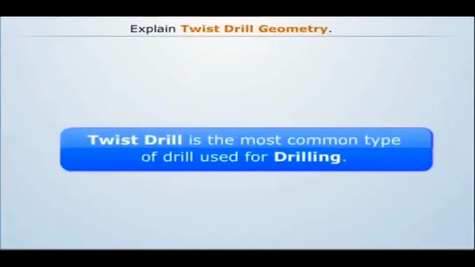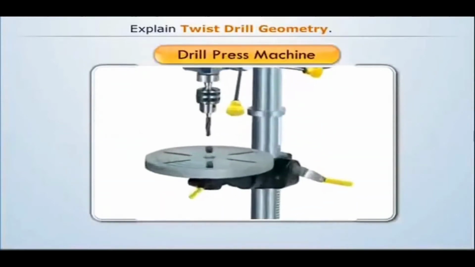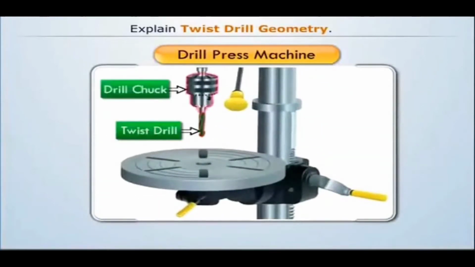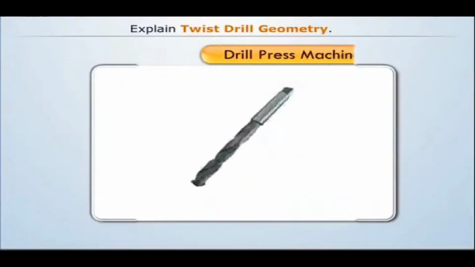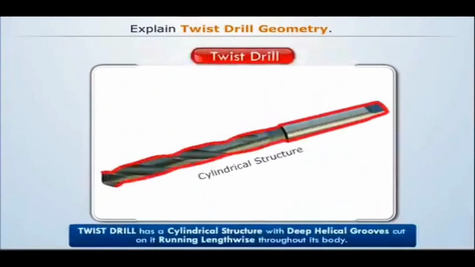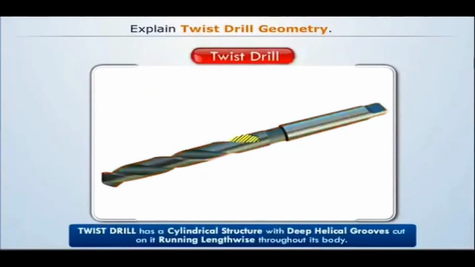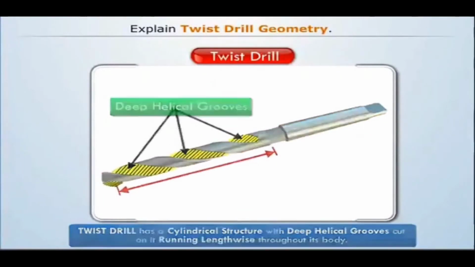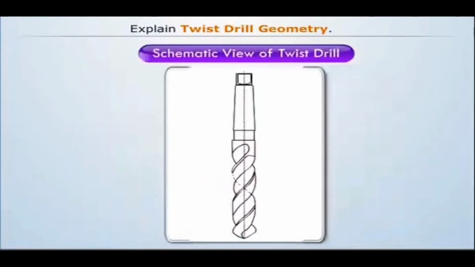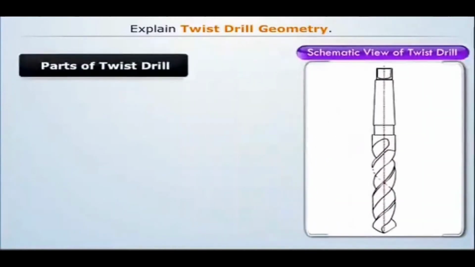Twist drill is the most common type of drill used for drilling. In any drilling operation, twist drill is fixed by a drill chuck, which is attached to the drill press. Twist drill has a cylindrical structure with deep helical grooves cut on it running lengthwise throughout its body. Now let's study the geometry of the twist drill in schematic view. Twist drill consists of two main parts, shank and body.